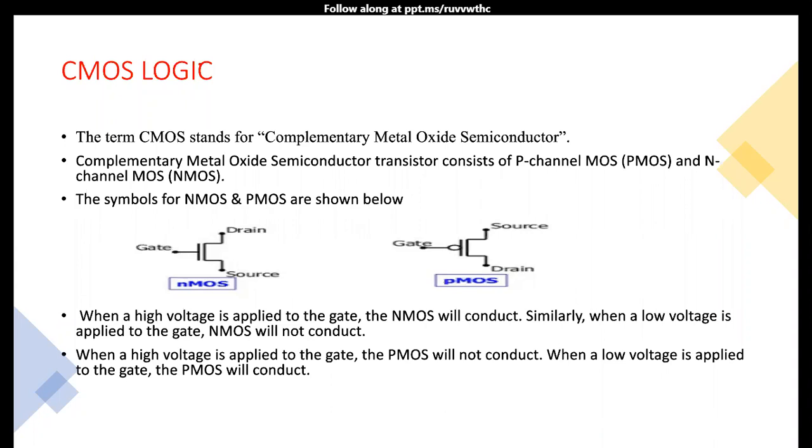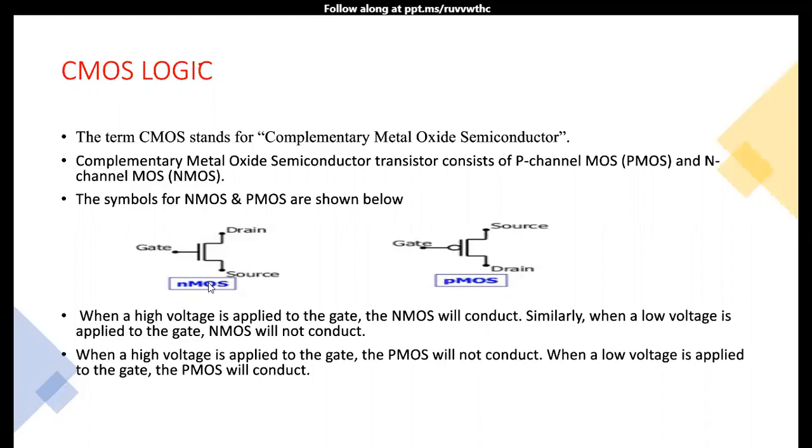Today I am going to discuss CMOS logic. The full form of CMOS is complementary metal oxide semiconductor. That means to perform this complementary action, a CMOS transistor consists of a PMOS FET and an NMOS FET. There are various symbols to represent these PMOS and NMOS transistors. I am using these two symbols in this entire section for easy identification.